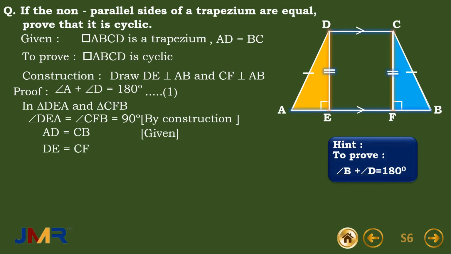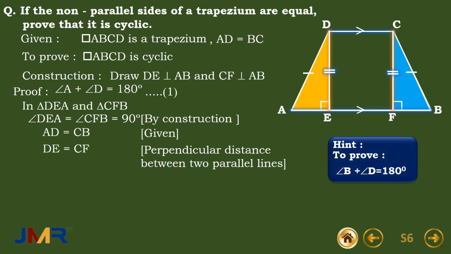Why are DE and CF equal? The perpendicular distance between two parallel lines is always the same. Therefore, DE is equal to CF. By these three, what can we conclude? By RHS congruency, right angle, hypotenuse, side, I can say that these two triangles are congruent. Triangle DEA is congruent to triangle CFB.